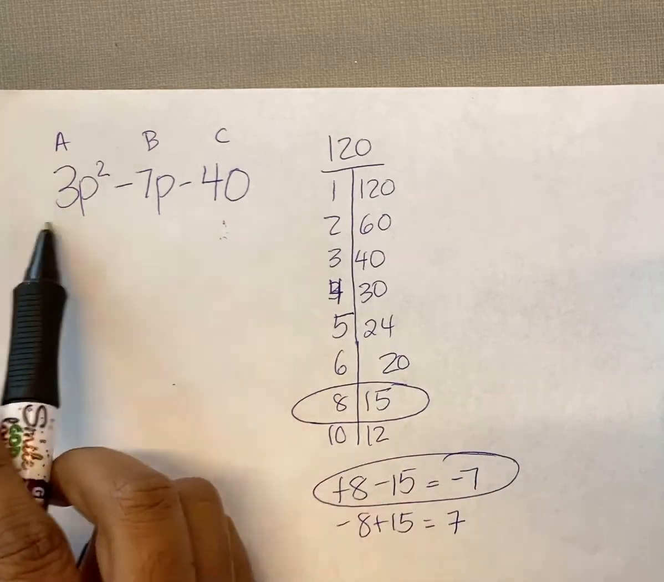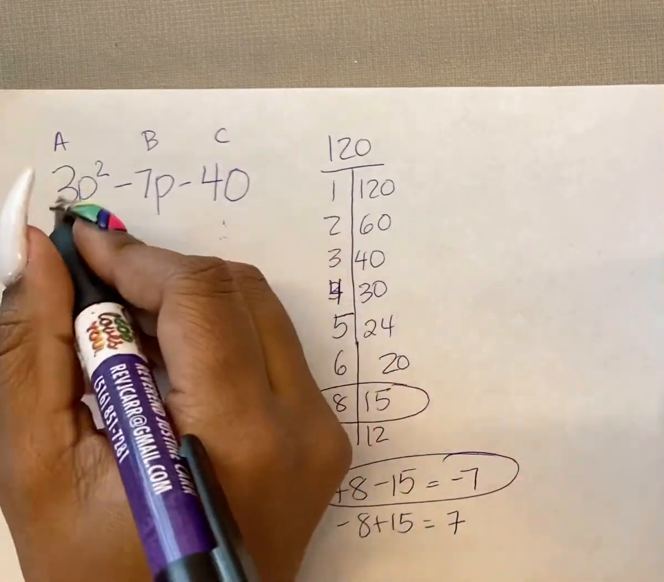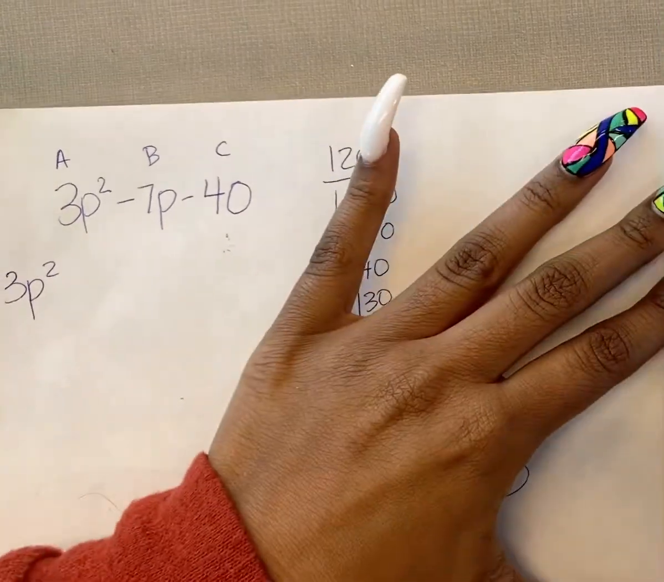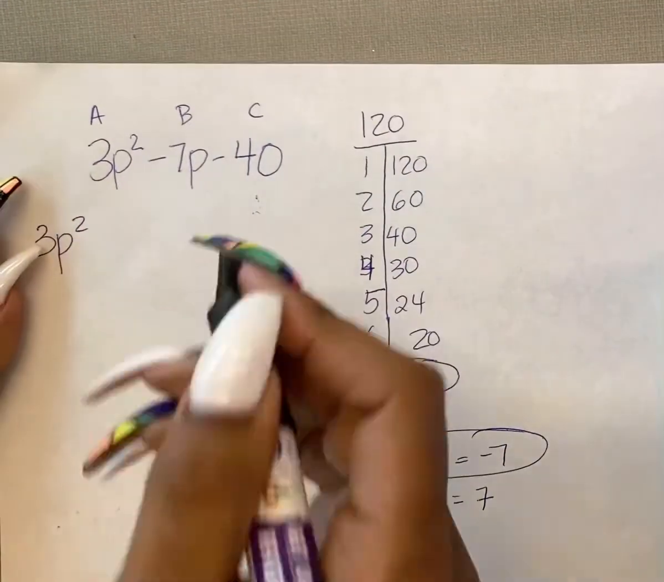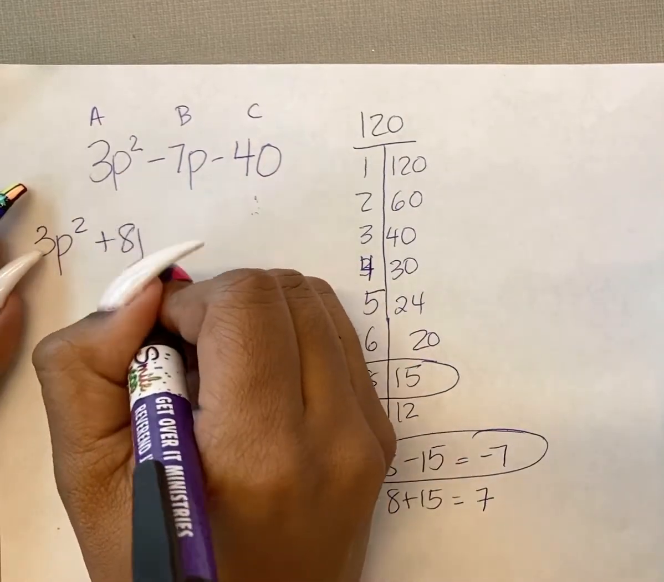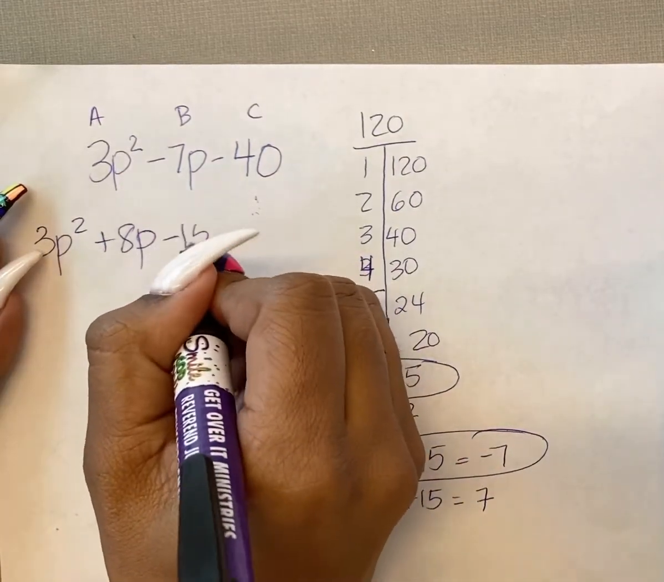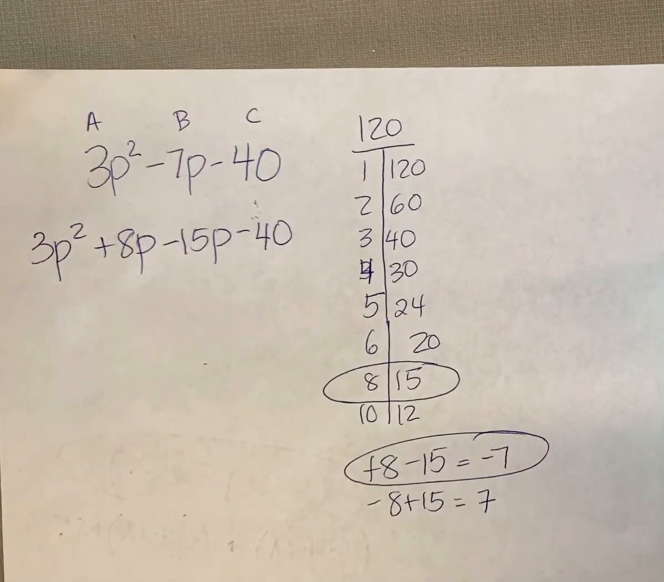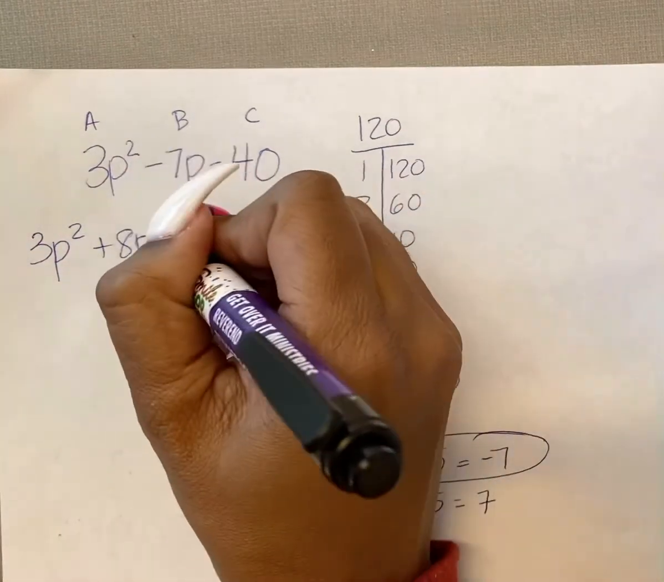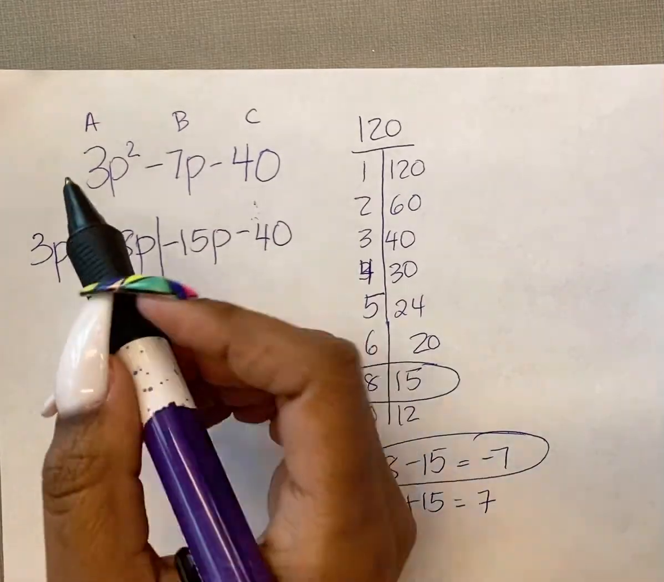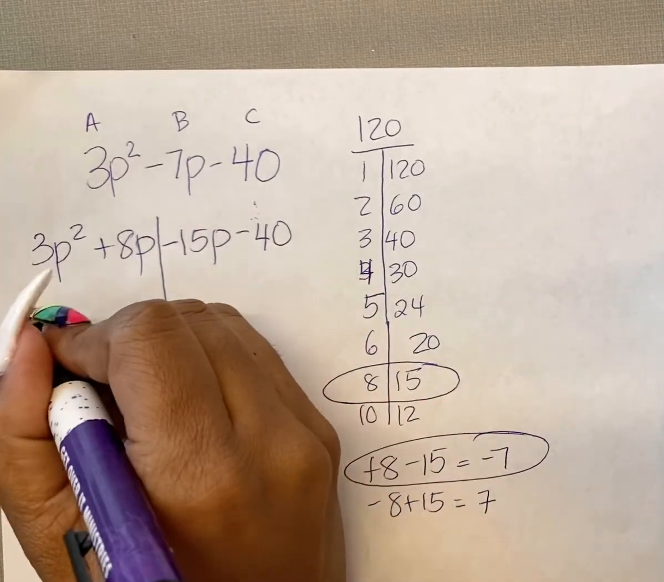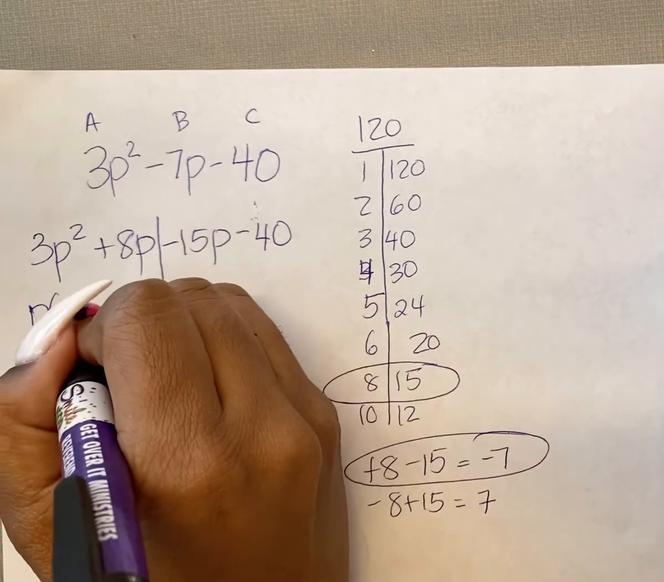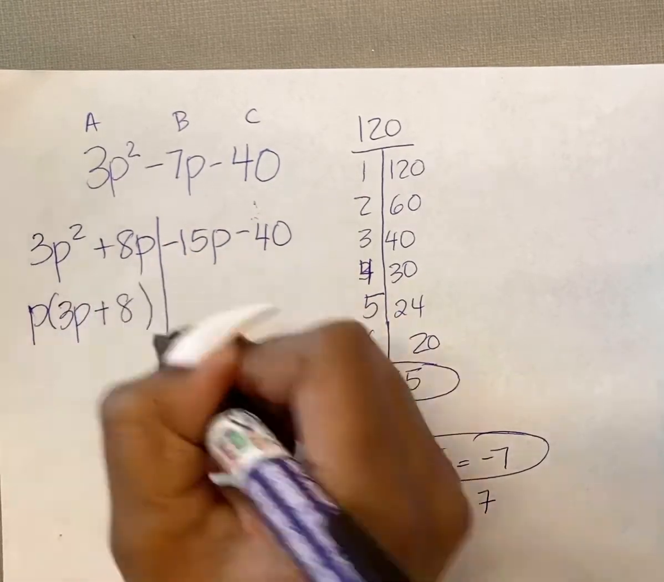And so I'm going to separate this. I'm going to expand that negative 7p. So I have 3p squared, and then I have plus 8p, minus 15p, and minus 40. And so what you'll have here is, once again, we'll break it in half. And my greatest common factor on this side is a p. And so what is left is 3p and then plus 8.